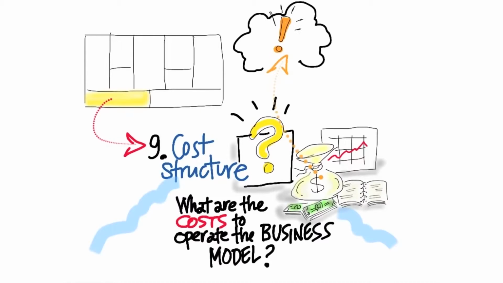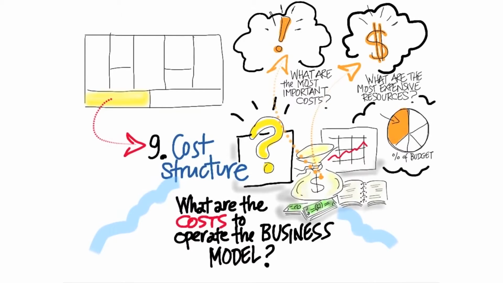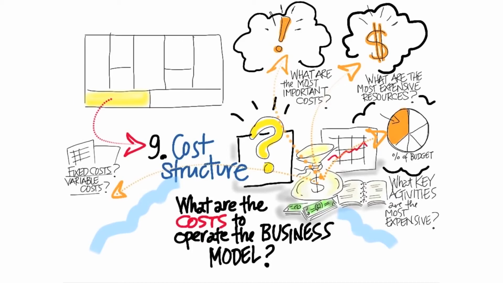And so you want to think about what are the most important costs you need to worry about? What are the most expensive resources you're going to need to pay for? And what key activities are the most expensive? And then you want to ask the typical accounting things. What are fixed costs? What are variable costs? Are there economies of scale? And you want to start getting a good handle on what it is that will end up costing you money to run your business.